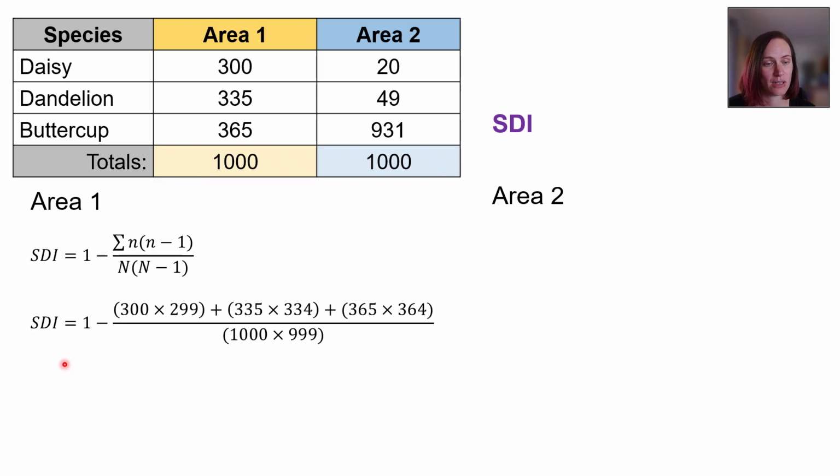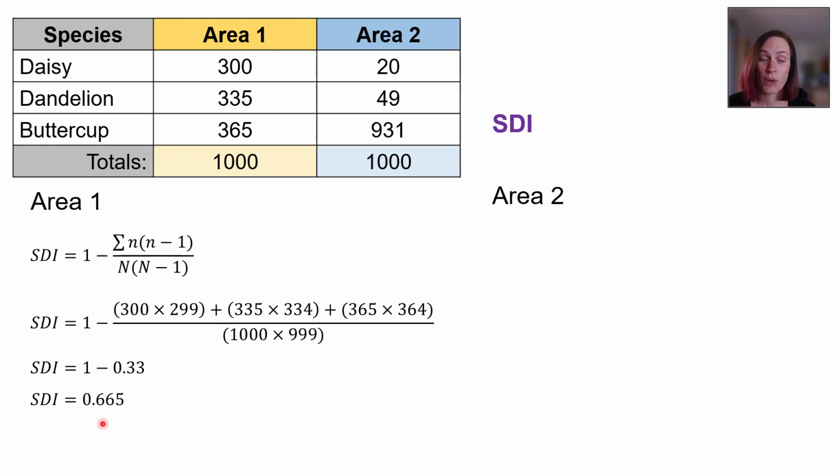So if we start substituting that in, we can see we've still got to keep the 1 subtract. We've got 3 different terms, because we have to do the sum of all 3 of these species. So 300 times 300 minus 1. We've got 335 times 335 minus 1. Same thing here, 365 times 365 minus 1. It's not a complicated formula. It looks complicated, but it could get quite long if you have many, many species. We've got our total on the bottom, 1,000 times 1,000 minus 1. That's it. We come up with a number which we are subtracting from 1, and we get this number here.